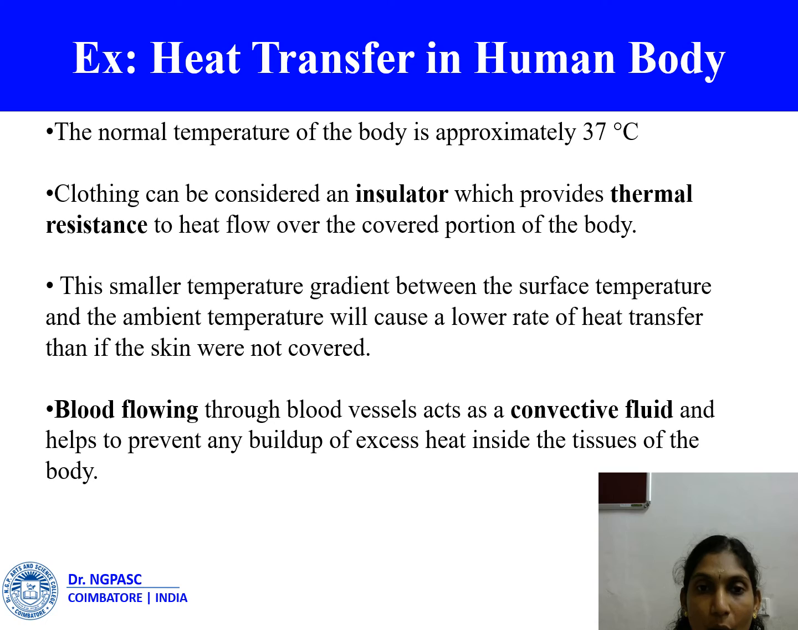Next, we are going to see an example: heat transfer in the human body. Here, for heat transfer from the outer surface of the body, the convection mechanism depends on the surface area of the body, the velocity of the air, and the temperature gradient between the surface of the skin and the ambient air. The normal body temperature is approximately 37 degrees Celsius.